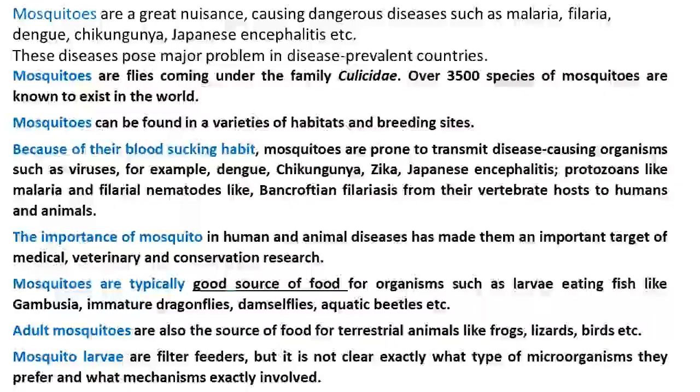The importance of mosquitoes in human and animal diseases has made them an important target of medical, veterinary, and conservation research. Mosquitoes are typically a good source of food for organisms such as larvae-eating fish like Gambusia, immature dragonflies, damselflies, aquatic beetles, etc. Adult mosquitoes are also a source of food for terrestrial animals, for example frogs, lizards, birds, etc. Mosquito larvae are filter feeders, but it is not clear exactly what type of microorganisms they prefer and what mechanisms are involved.